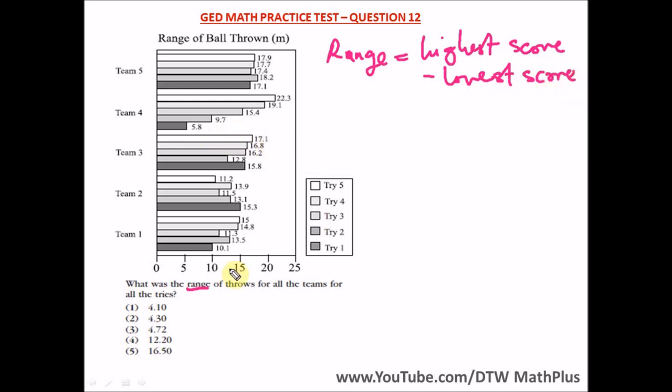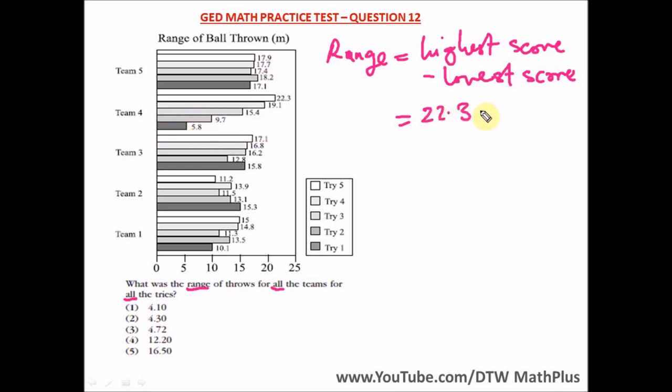It says, what was the range of throws for all the teams and for all the tries? We're not looking into a particular team, so we're going to check all the teams and all the tries. What is the highest score? The highest score falls in team 4, which is 22.3. And the lowest score also falls in team 4, which is 5.8.